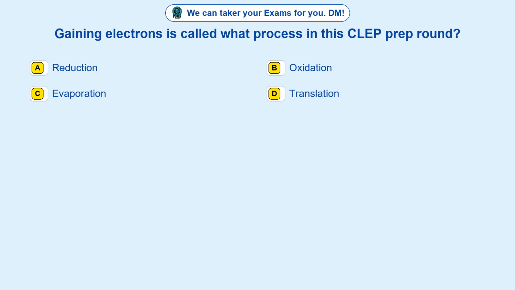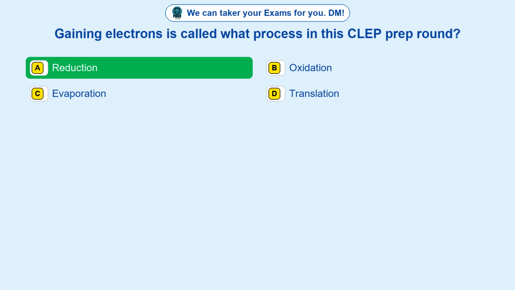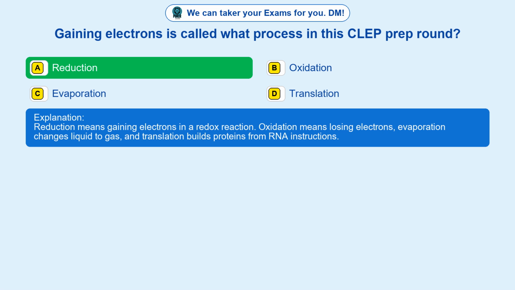Question 44. Gaining electrons is called what process in the CLEP prep round? Option A, reduction. Option B, oxidation. Option C, evaporation. Option D, translation. The correct answer is option A, reduction. Reduction means gaining electrons in a redox reaction. Oxidation means losing electrons, evaporation changes liquid to gas, and translation builds proteins from RNA instructions.